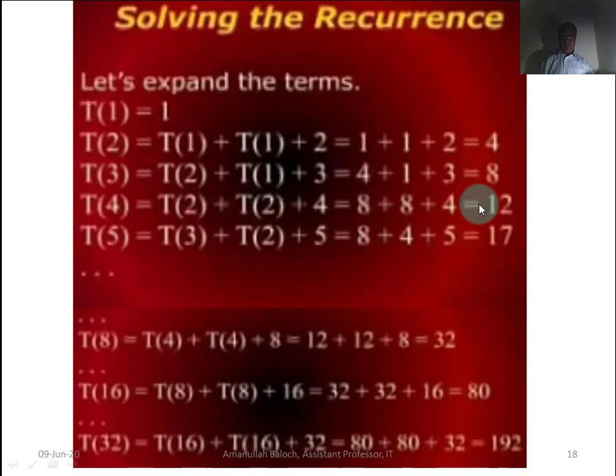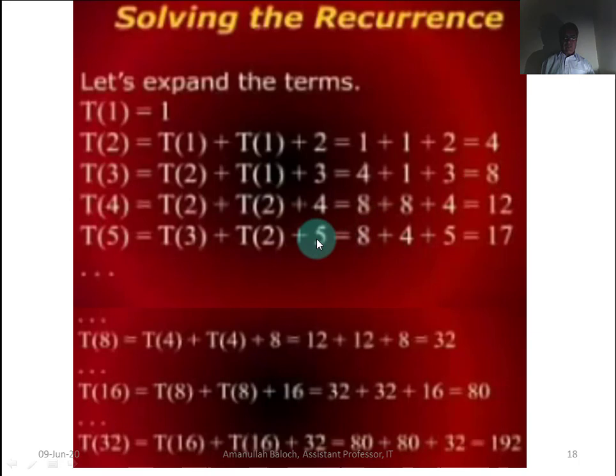It will become 12. If there are 5 elements in an array, how will the computer sort? It will use the floor and ceil functions. 5 will be divided into a 3 element array and a 2 element array. The 3 element array will take its own time, and the 2 element array will take its own time. The value of n is 5, so we will add 5 with this recurrence. The running time of T of 3 is 8, and the running time of T of 2 is 4. 8 plus 4, and this value of 5 will be added, the sum will become 17.